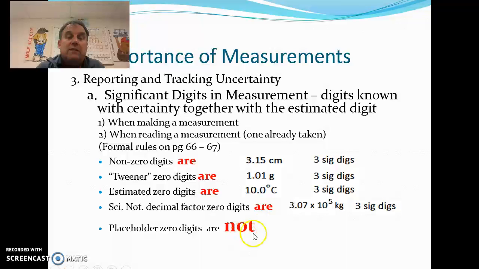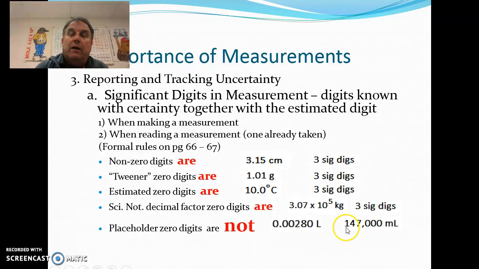Placeholder zeros are not significant. So what are placeholder zeros? What do they look like? Well, there are 2 types of placeholder zeros depending on where the decimal place is. For small numbers, the zeros that are in between the significant digits and the decimal place, those zeros are merely placeholders. So they are not significant. This zero is an estimated digit. Sorry for the interruption. So these 3 digits are significant. These 3 are placeholders.